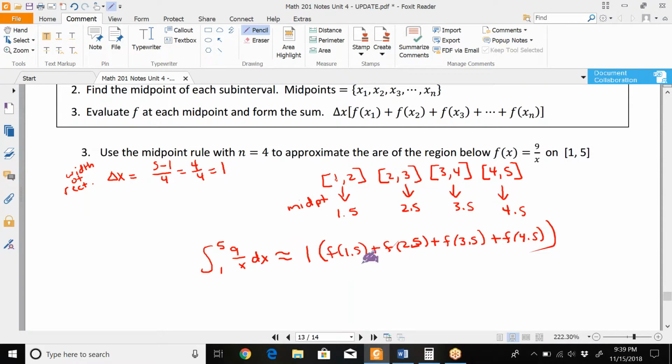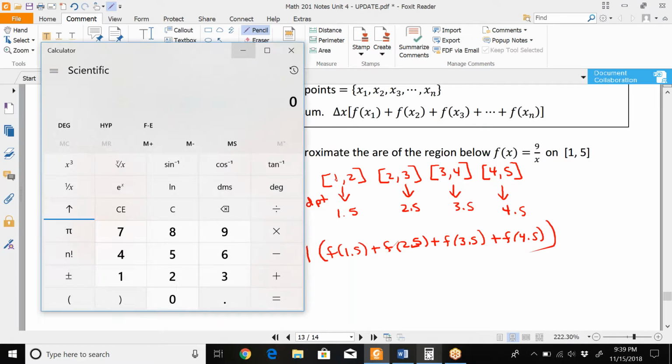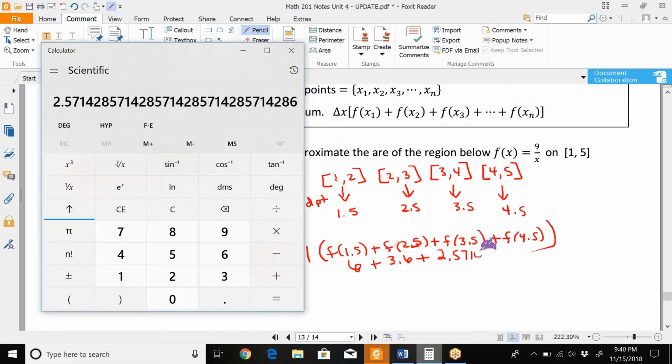Okay, so I'm going to have to work each of those out and add them together, and my function is 9 divided by x. So 9 divided by 1.5 is 6. So that one's not too bad. 9 divided by 2.5 is 3.6. 9 divided by 3.5 is 2. Let's round this to 4 decimal places. So 2.5714. And 9 divided by 4.5 is 2.